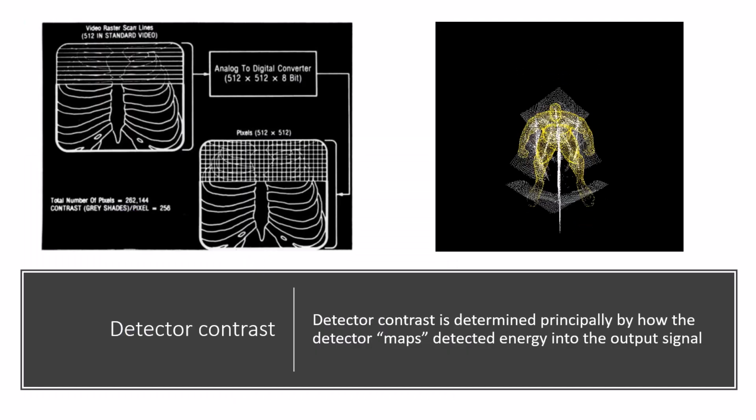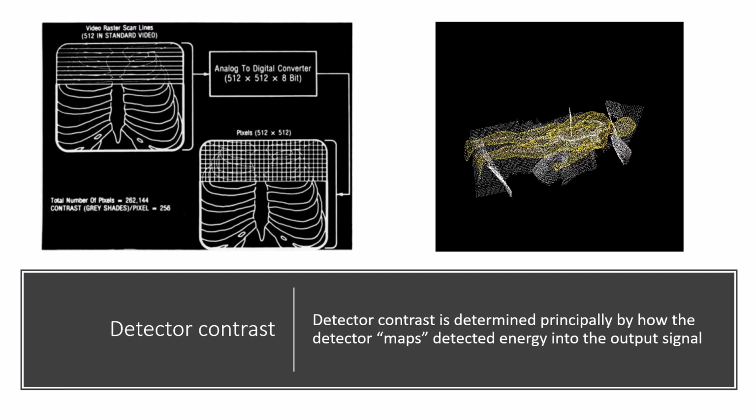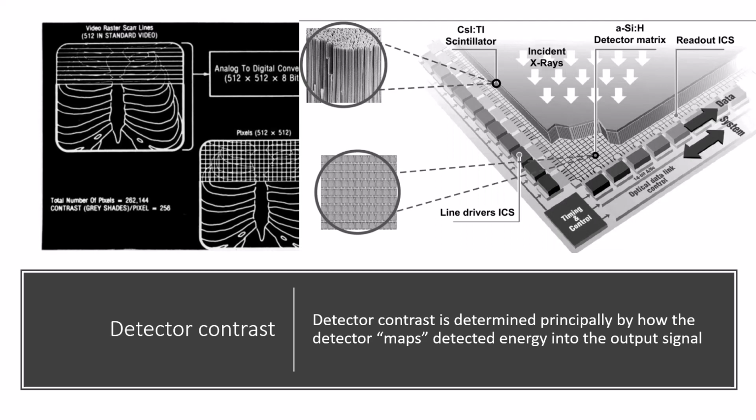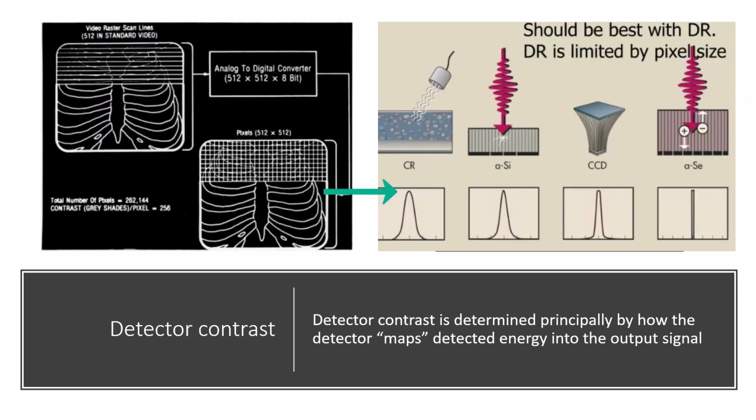Instead of pixels, the detector has detector elements known as DELs. The smaller the DEL, the more DELs you'll have on the detector, and the better the contrast. Here we see the different types of detectors and the light spread for the DEL in relationship to the number of pixels in the matrix.